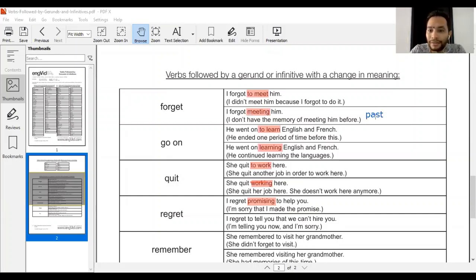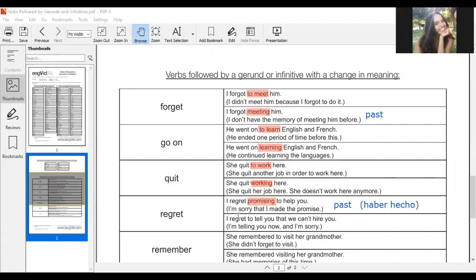El sentido es en pasado. Es decir, que la traducción sería, voy a colocar aquí, haber hecho. Eso es lo que traduce ing cuando nos referimos en pasado, right? Haber hecho. Entonces, si es eso, haber hecho, ¿cómo sería entonces la traducción? Lamento haber prometido ayudarte.